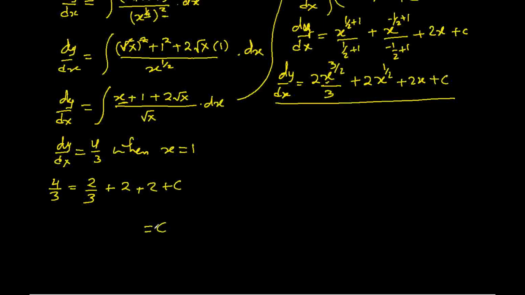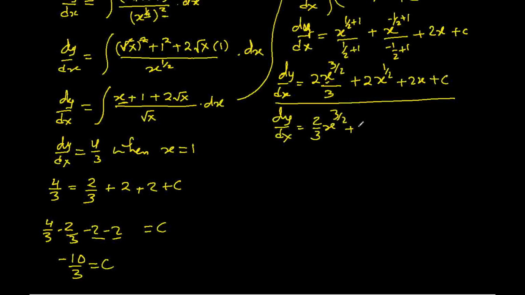Keep the c on the right side, and 4 over 3 minus 2 over 3 will be, okay, let me write all of them. Minus 2 over 3, minus 2, minus 2. All of them went to the left side. So it will be minus 4, minus 12, minus 14, plus 4. You can use your calculator. I'm doing mental math. 10 over 3 I got as c. So the equation of the gradient dy over dx becomes 2 over 3 x^(3/2) plus 2 square root x plus 2x, and we got c as negative 10 over 3.